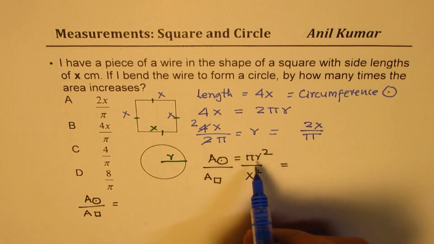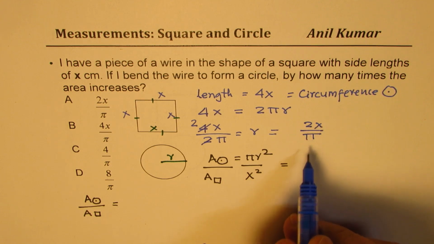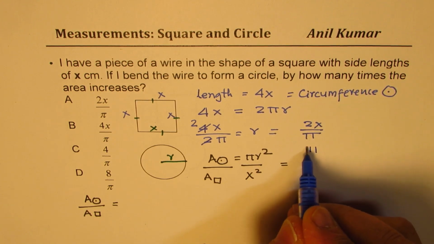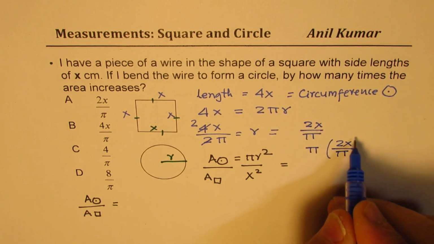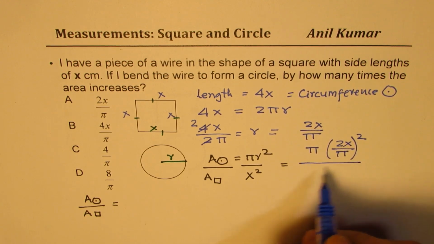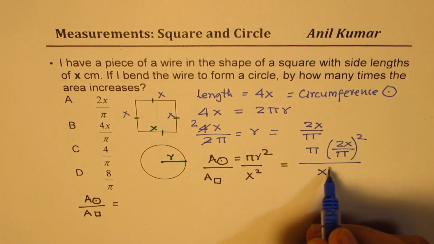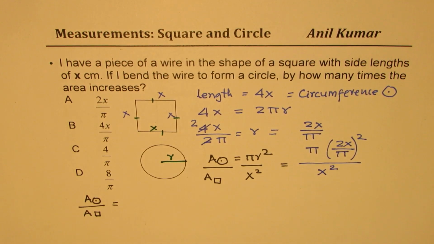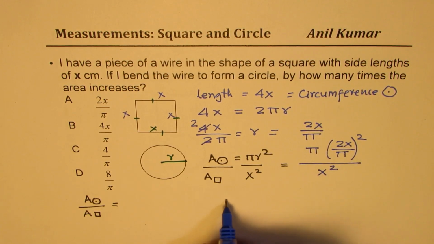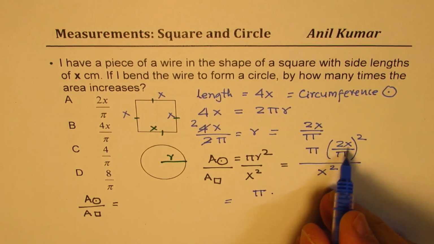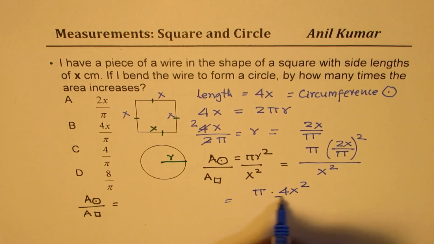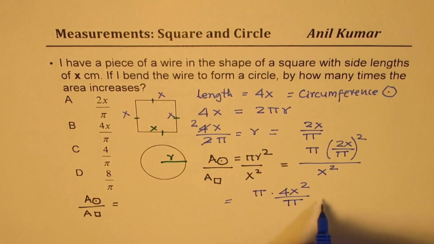Now we know how they are related. So let's write it down. So I'll replace this r with 2x over pi. So we get area of the circle as pi times 2x over pi whole square, over the area of your square, right? So let's simplify this. So we'll open the bracket. So we get pi times 4x square over pi square, and we also have here 1 over x square.